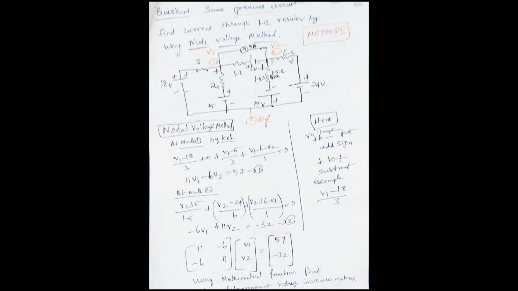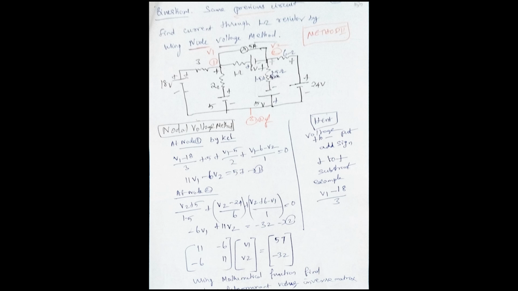Node voltage method, the second method. The question is shown in the figure. The previous circuit is given. We put node points 1 and 2 and a reference point. Nodal voltage method: at node 1 apply KCL. Hint: a plus voltage gets an add sign, and a minus voltage gets a subtract sign.